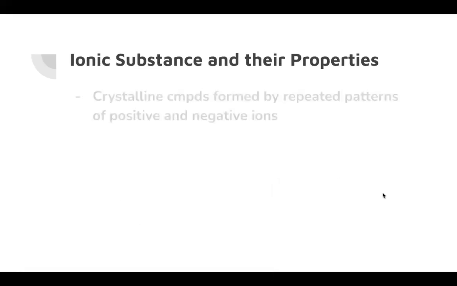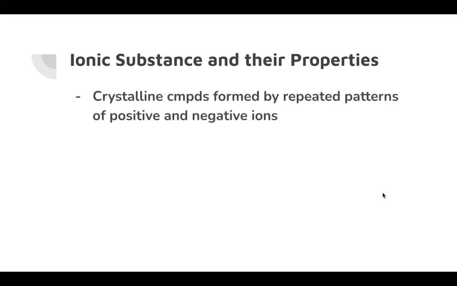Ionic substances and their properties. These are crystalline compounds that are formed when we have repeated patterns of positive and negative ions.